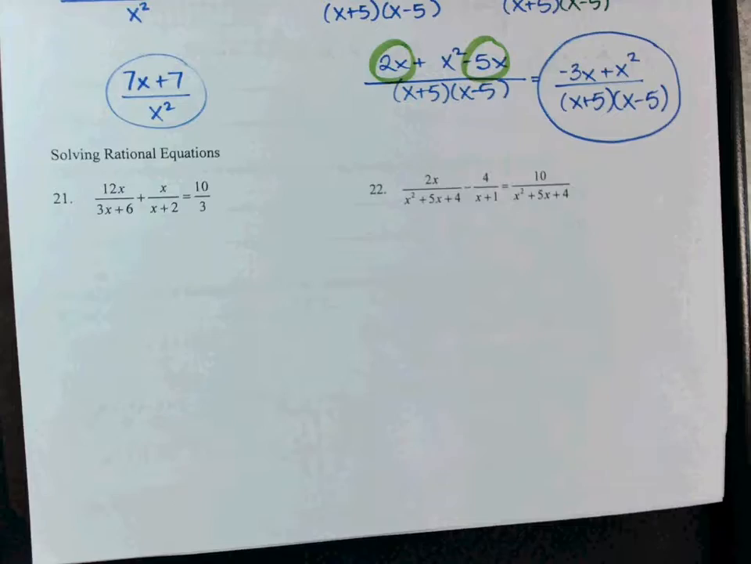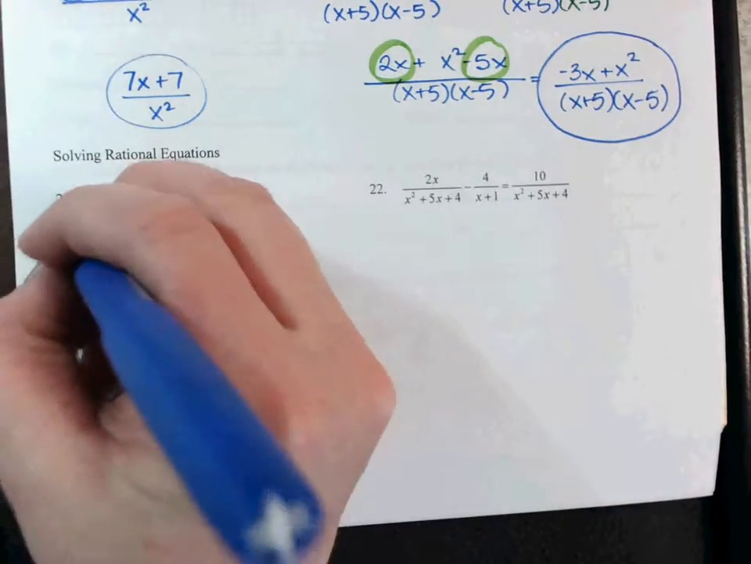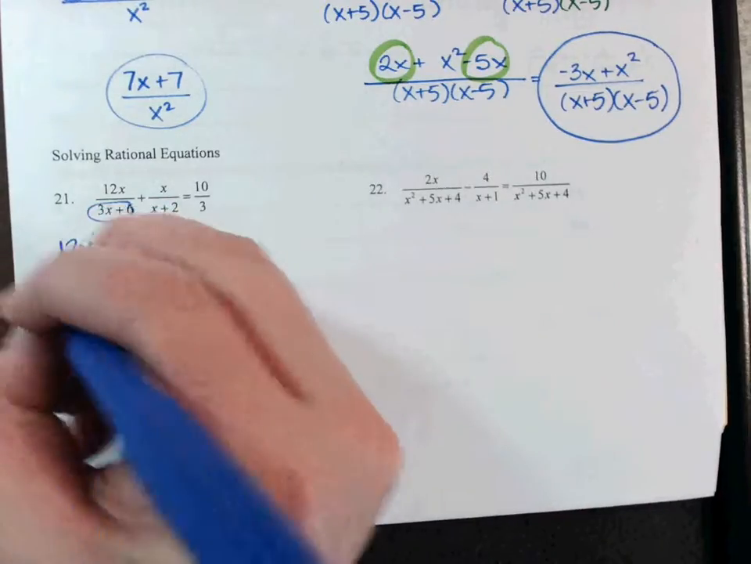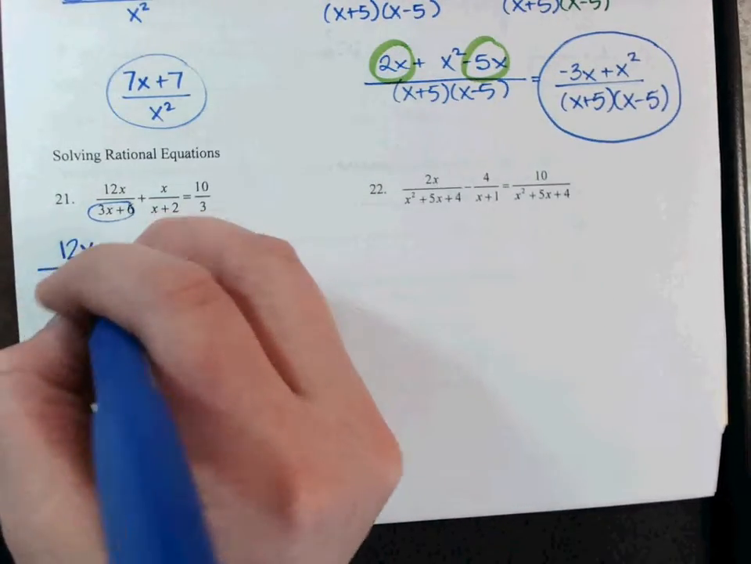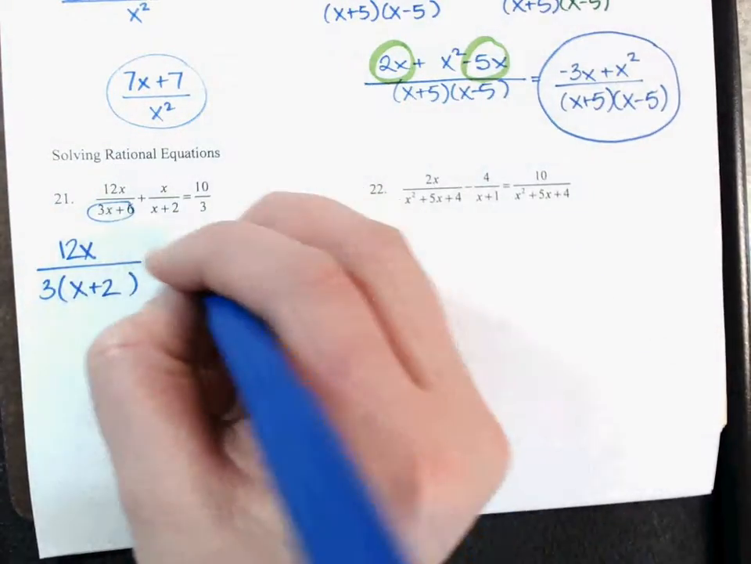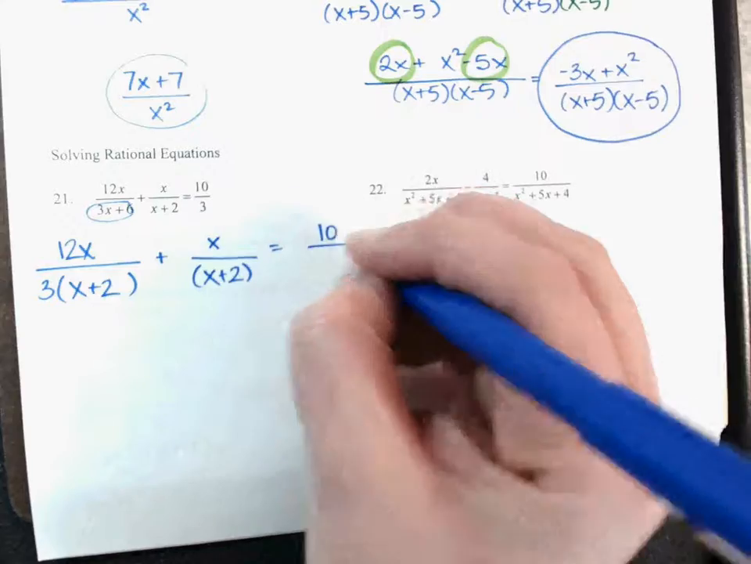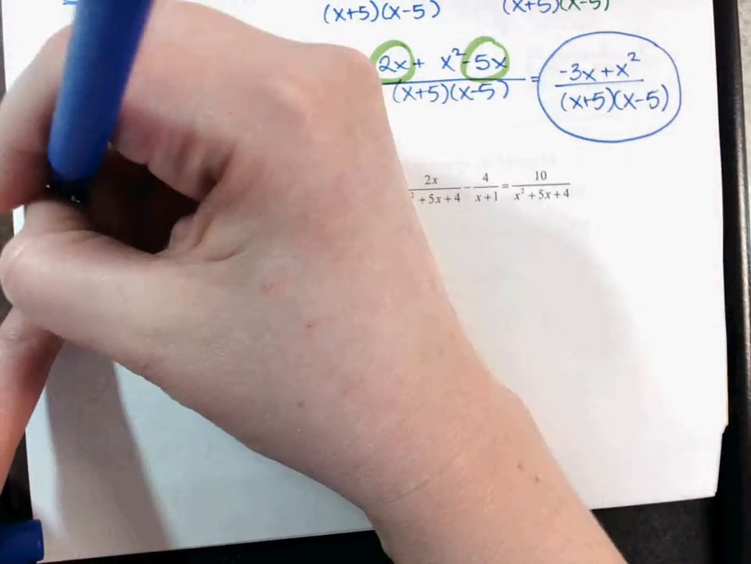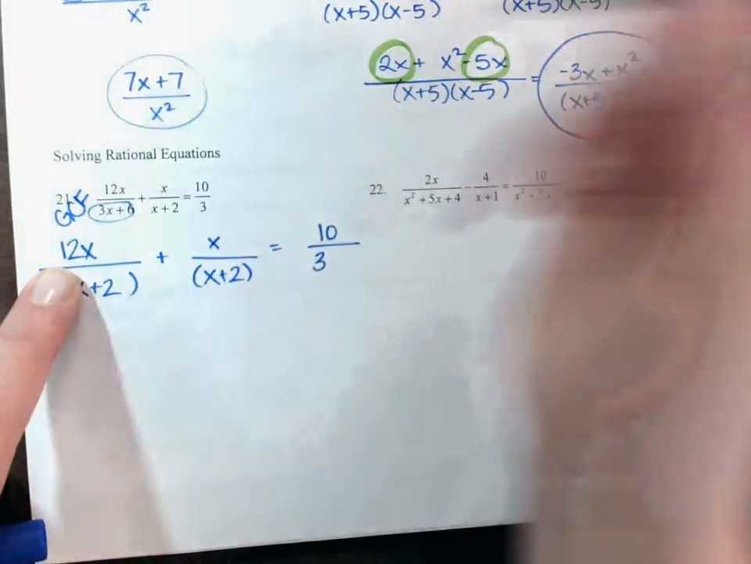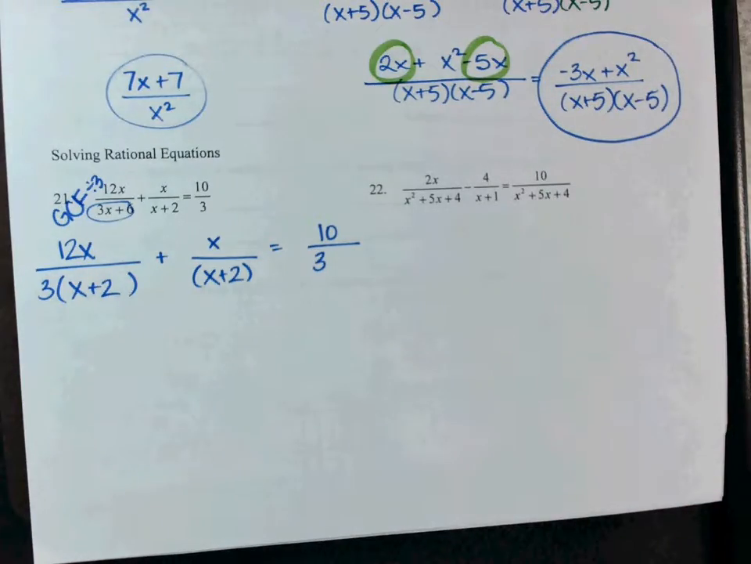What can I factor out of the 3x plus 6 here? A 3. So I have 12x over 3 times, what's going to be left over? x plus 2. Then I have plus x over x plus 2. Then I have 10 over 3. On this one, in case you want to write it down, that was a GCF. We divided the bottom by 3. What does the middle fraction need?